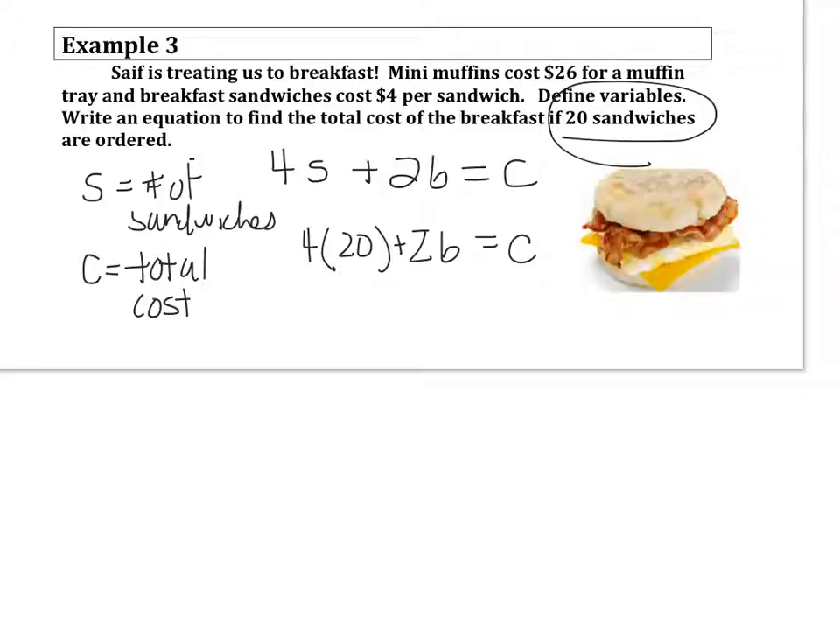We follow our order of operations. 4 times 20 is 80, plus the cost of the mini muffins, which was $26, and we have $106 as the total cost. Make sure you label your answer because it's a word problem.